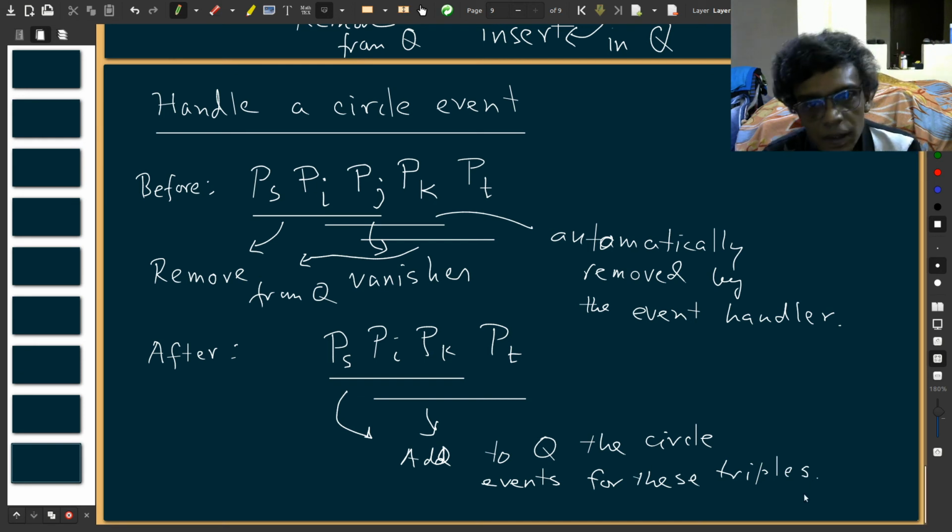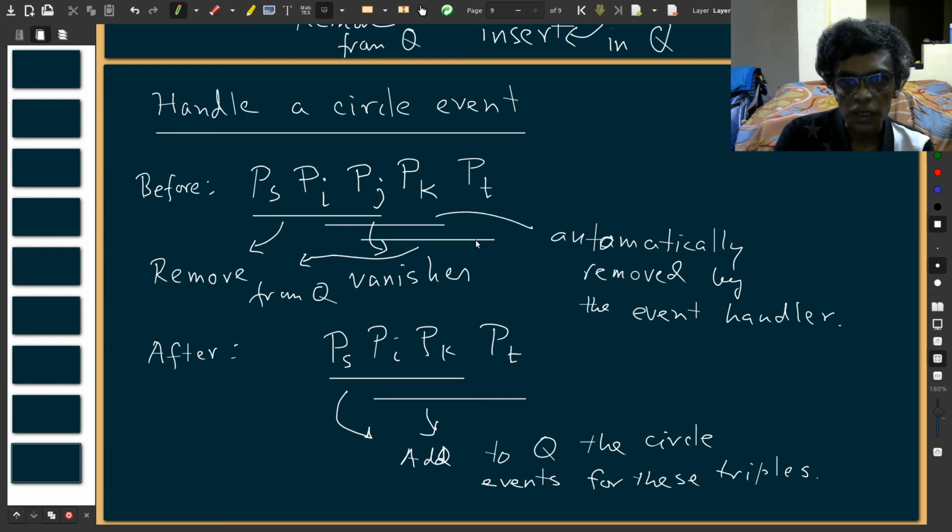And this is what you are doing in Q and the beach line B. At the same time, you have to find out whether it's a fork in or fork out circle event. Based upon that, you close or open some edge of the Voronoi diagram. This part I am not discussing. I am just telling how the event queue Q and the beach line are modified by the circle event. So this is basically what is done.